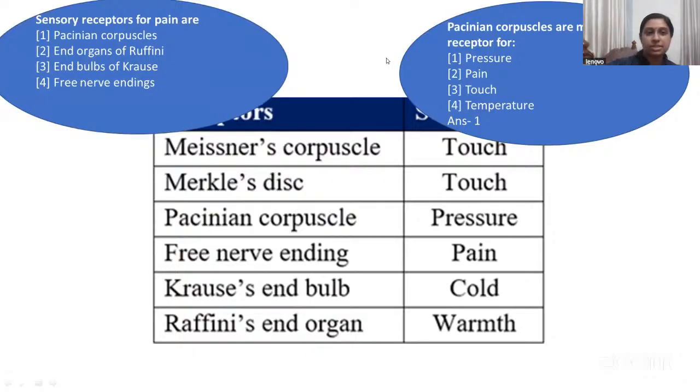So next question is the sensory receptors for pain are basically free nerve endings. There is no particular receptors for pain carrying. Okay.